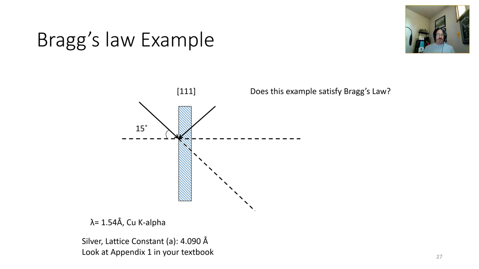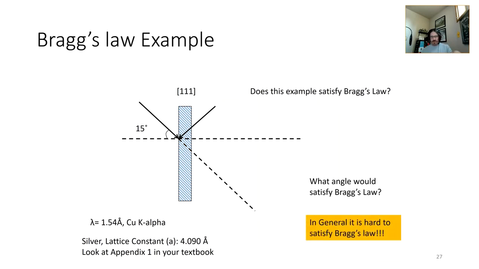So we worked through this one and found that it really didn't satisfy Bragg's law. We then asked the question, what angle would satisfy Bragg's law? And the answer was roughly 19 degrees. You could also work it out the other way and solve using theta and try to figure out what lattice parameter you get. But the thing you want to walk away from this exercise is that it's hard to satisfy Bragg's law, and that is what makes X-ray diffraction such a powerful tool. It's actually hard to satisfy Bragg's law, so you can get a distinct identifier of your materials, basically.